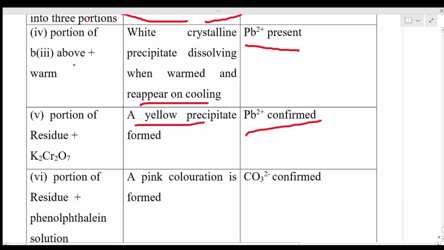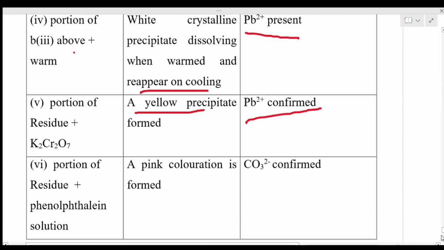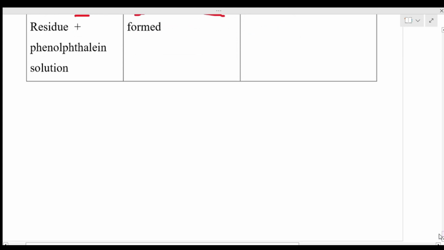Okay, now we are rounding up now. Thank you for staying tuned to the end of this video. Now, the portion of the residue now plus phenolphthalein. If you do that, you're going to have what, a pink coloration is formed, and CO3 2 minus will be confirmed.